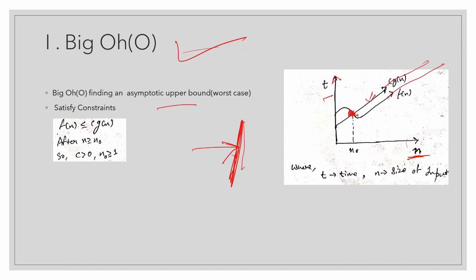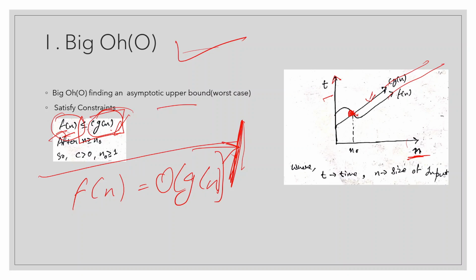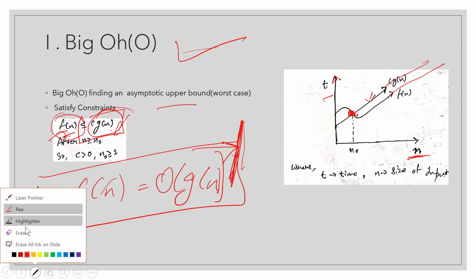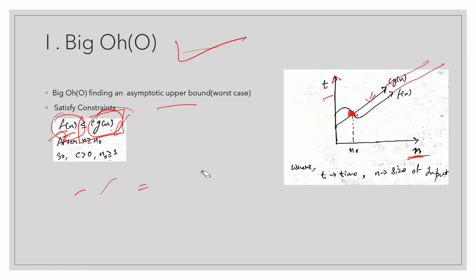As we see in the satisfying condition, this is our actual function, the algorithm time, and this is a constant time. Beyond this, our function does not go, so we call it an upper bound. For f(n) we can write big O of g(n). If the condition is satisfied, then we can write f(n) equals big O of g(n). So let's see the example, after that you can understand very well what I want to explain for big O.